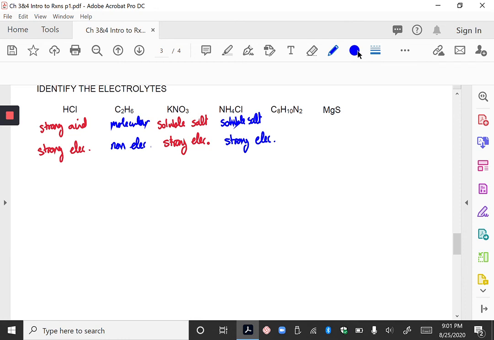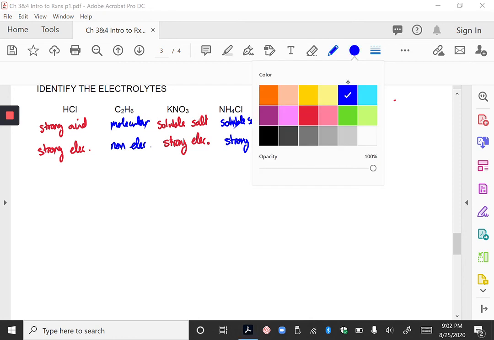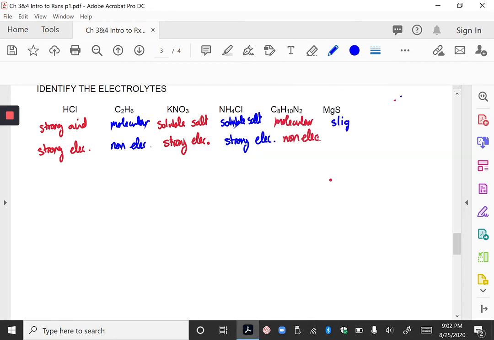How about the next one? C8H10N2. This is covalently bonded, so it's molecular. And so that tells us it's a non-electrolyte. And then the last one, MgS. MgS is ionic, but it is slightly soluble or insoluble. So that means it's a slightly soluble or insoluble salt. So that means that it's a weak electrolyte. So it conducts, but very, very little.